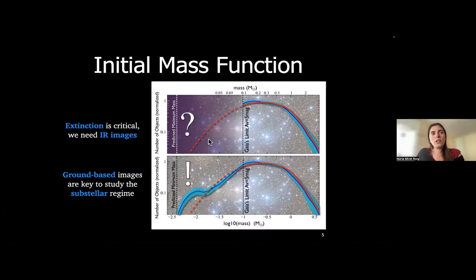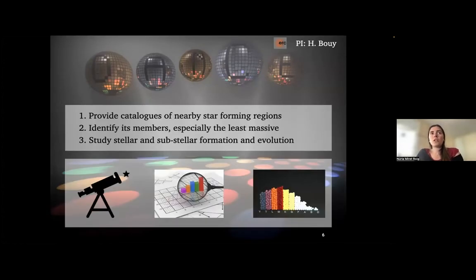On the contrary, if we combine Gaia with infrared ground-based images, then we can detect these objects and study their properties. So this is how the Cosmic Dance project was born. This is an ERC project by Hervé Bouy, my PhD advisor.